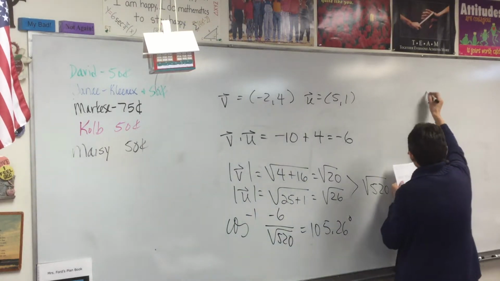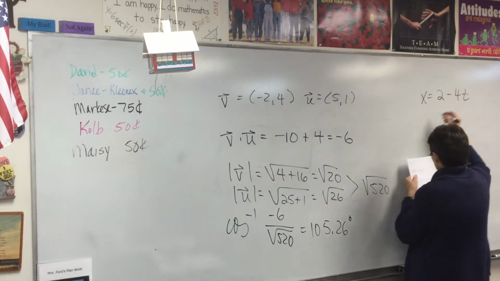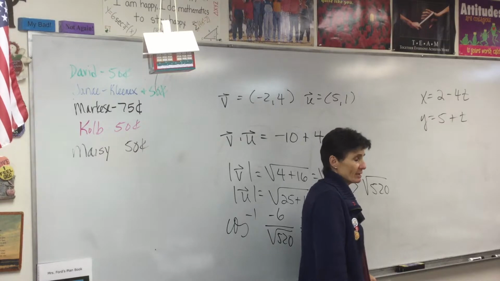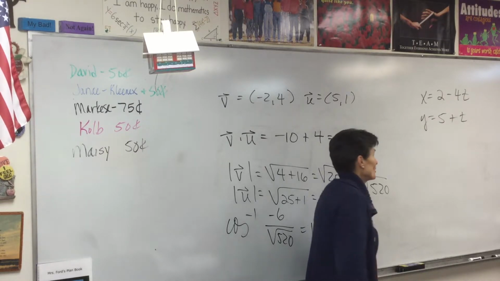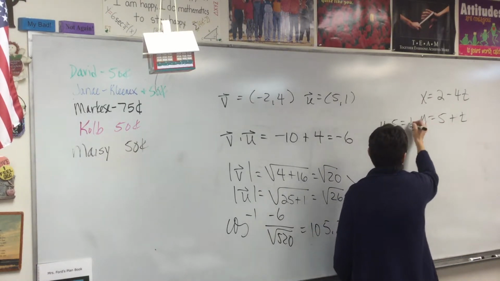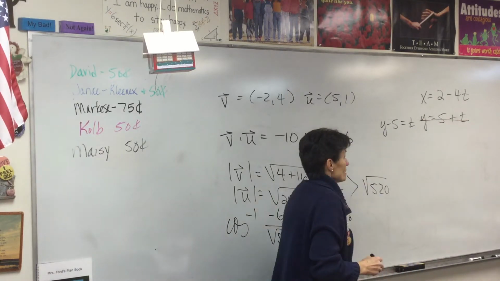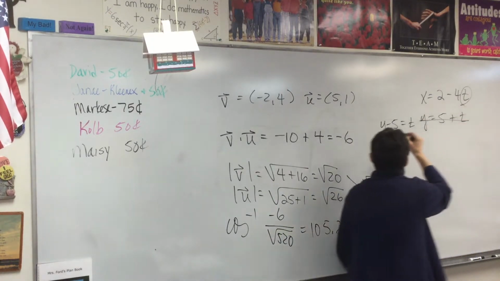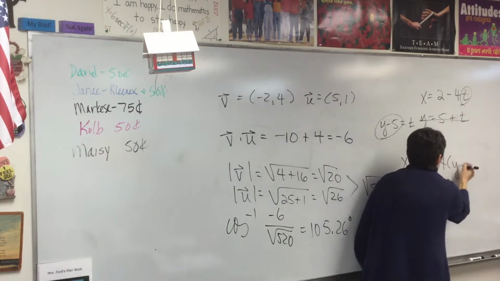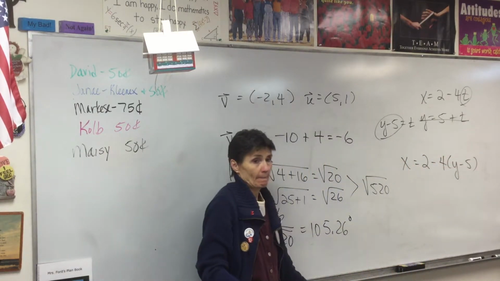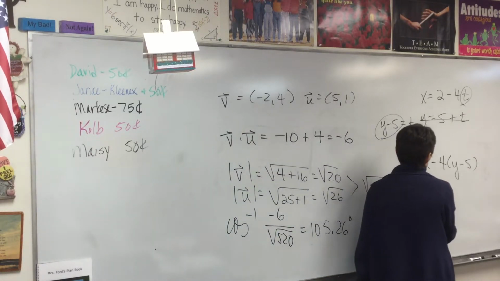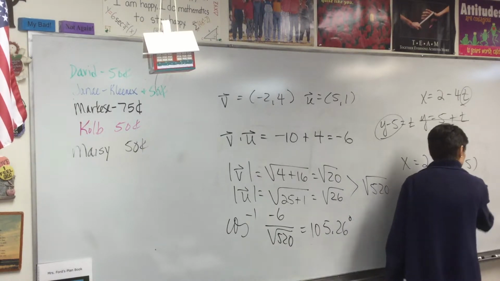All right, remove the parameter and write one equation. Substitution. I heard Sophia say substitution. I said it too. You said it too. Thank you, Brett. So we're going to substitute. Looking at this bottom equation, it looks like y minus 5 equals t. So we'll take that y minus 5 and plug it in right there. So x equals 2 minus 4 times y minus 5. Is that all right? And we'll clean it up. So x equals 2 minus 4y plus 20.